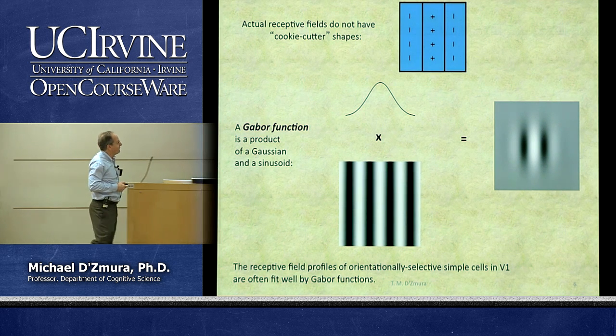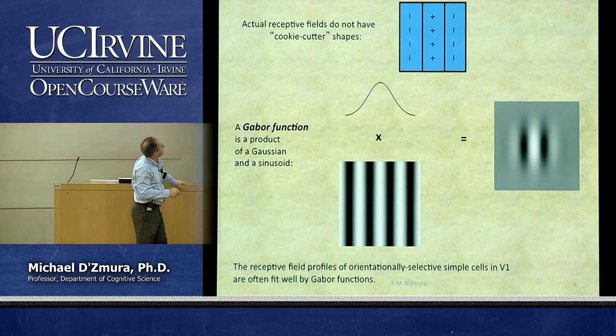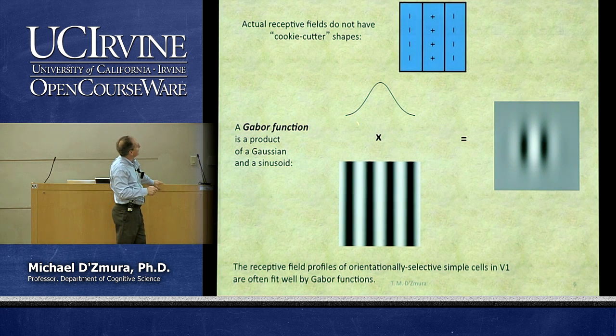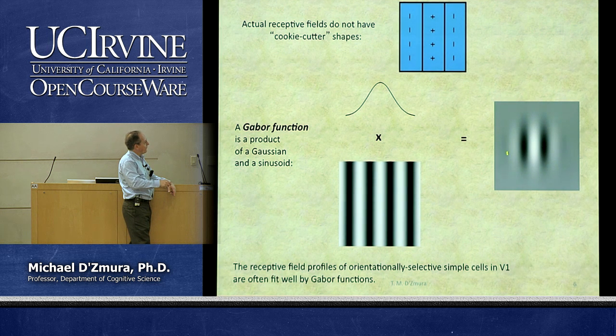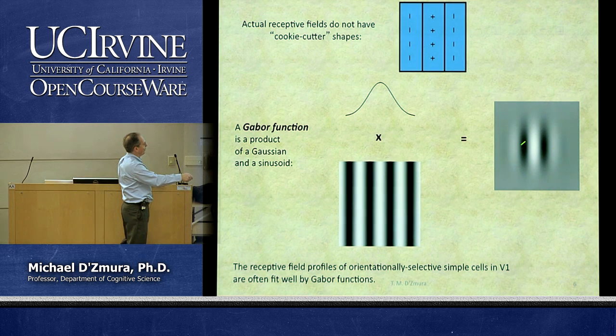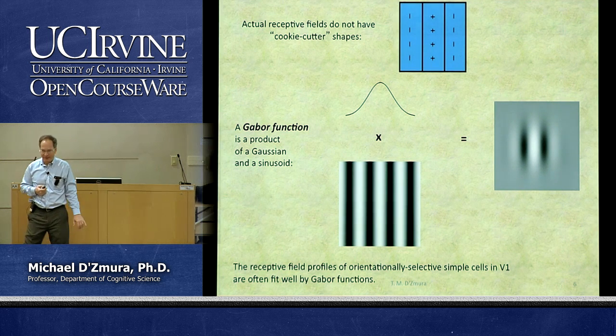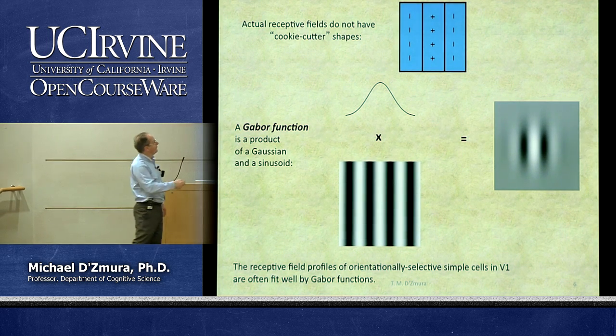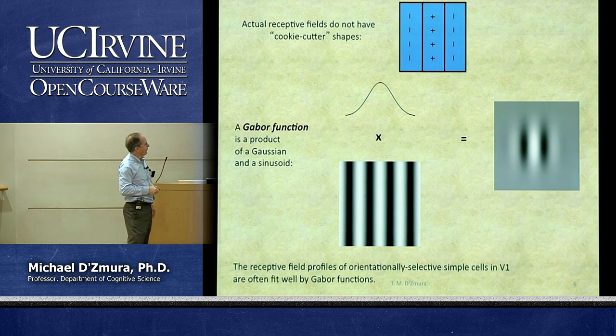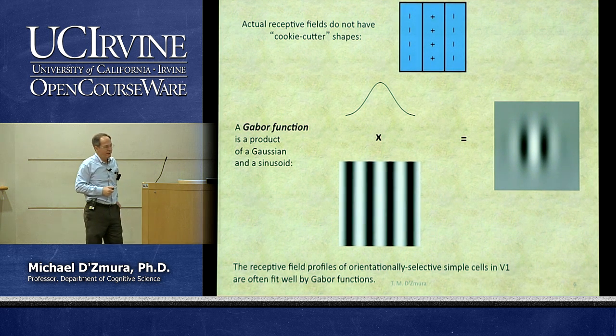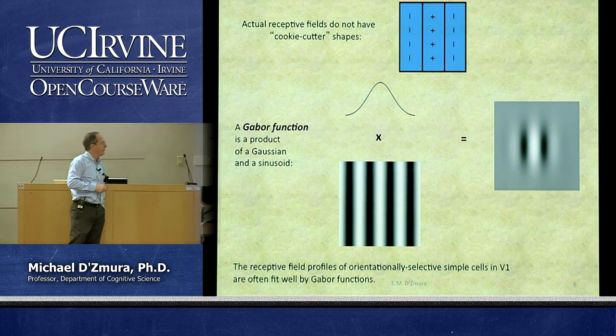Likewise, here is a better model of a simple cell receptive field. And what you do is say, well, no, it's not really this. It's more the idea that you multiply one of these smooth Gaussian functions by a sinusoid. This turns out to be a sinusoidal bar pattern. And if you do this multiplication the right way, you'll effectively get a smooth window onto this bar pattern. And that smoothed bar pattern will in fact be a better model of the receptive field than this thing up here. So these are known as Gabor functions. And the receptive field profiles of the orientationally selective simple cells in primary visual cortex are often fit well by such Gabor functions.